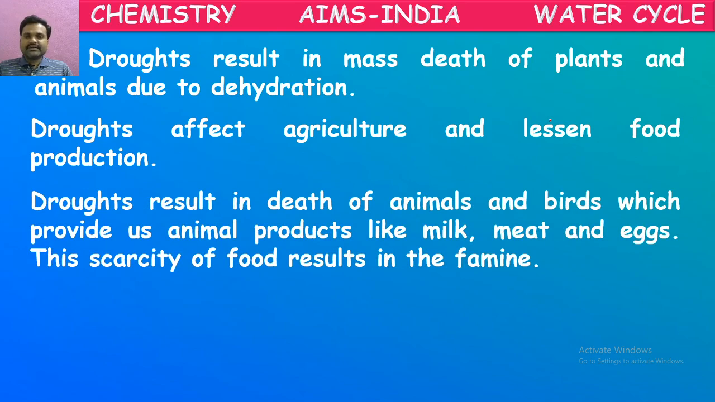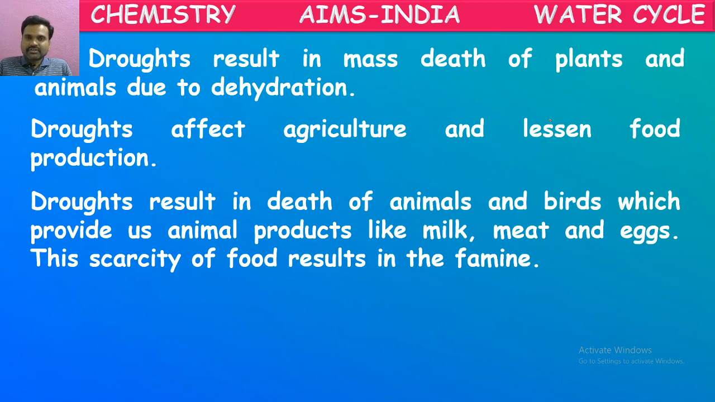Droughts result in death of animals and birds which provide us animal products like milk, meat and eggs. This scarcity of food results in famine. Famine is nothing but a lack of food. Some people will die because of lack of food in some areas. That we say famine. So how does it occur?